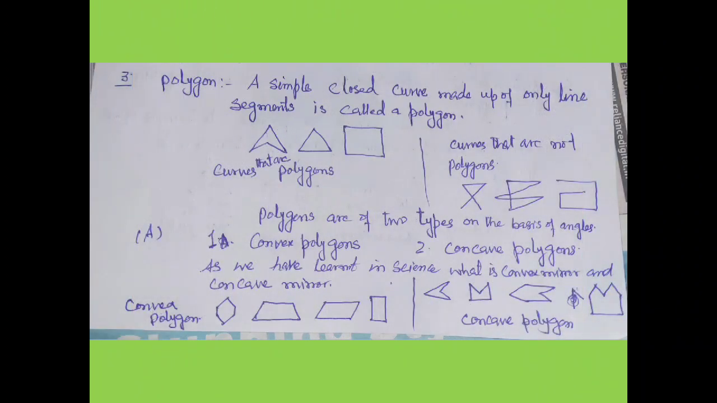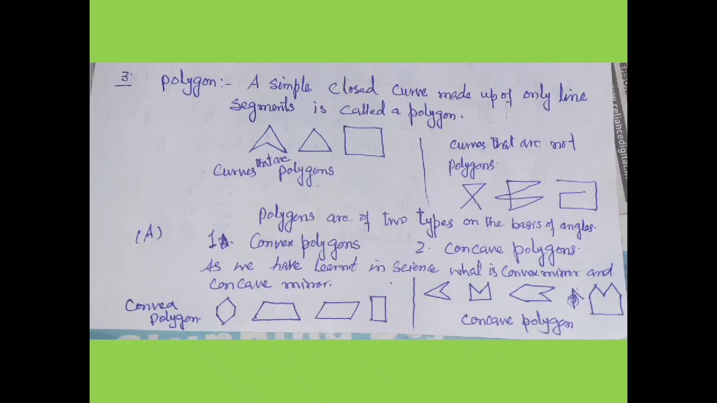Now we should learn about the polygon. What is meant by the polygon? In fact, poly means many, gon means sides. So a figure with many sides is called a polygon. Also, the best definition is a simple closed curve made up of only line segments is called a polygon. A figure or a polygon which is only made up of line segments is called a polygon. That means a closed circle is not a polygon because it is not made up of line segments.